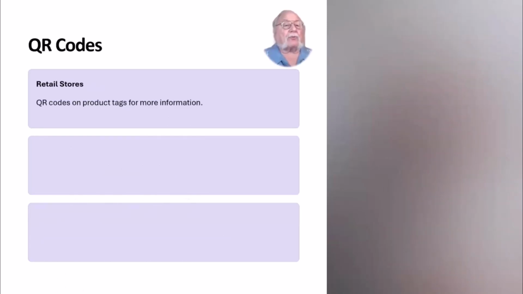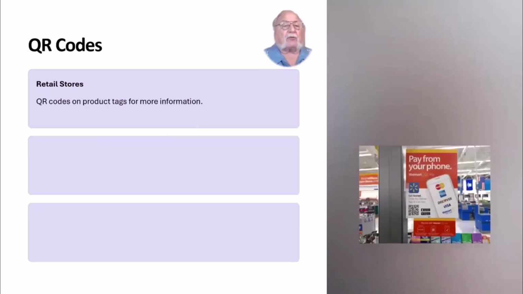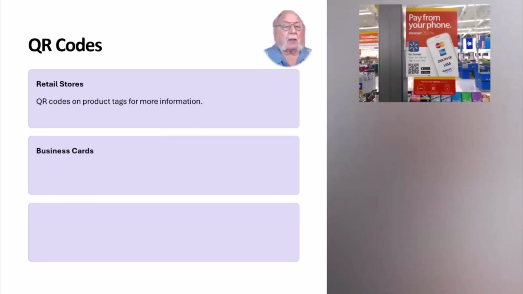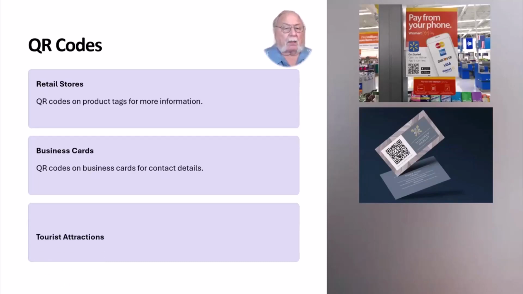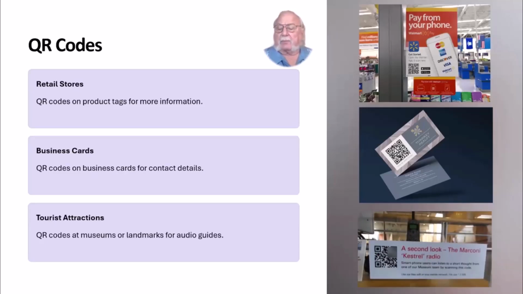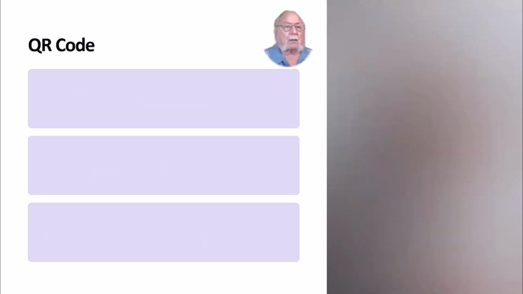Retail stores: QR codes on product tags for more information. Business cards: QR codes on business cards for contact details or other information. Tourist attractions: QR codes at museums or landmarks for audio guides.